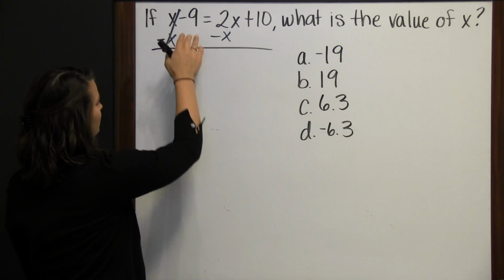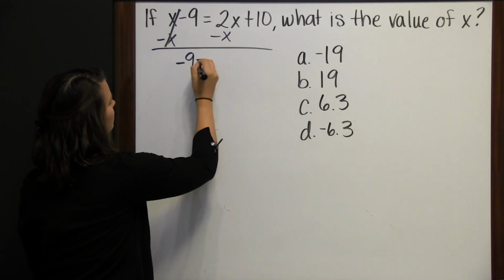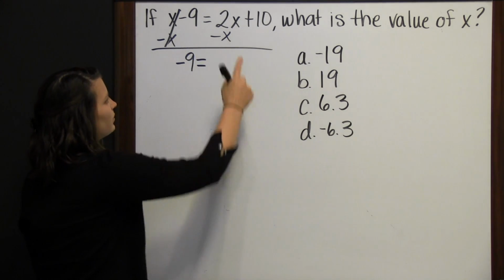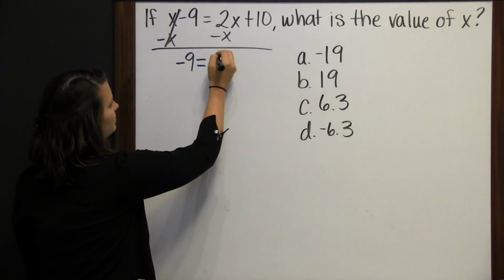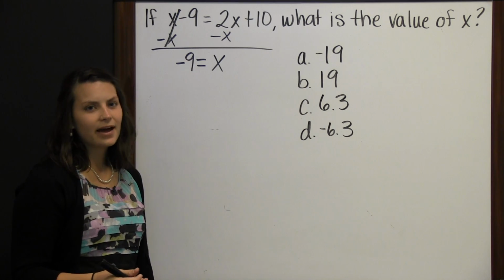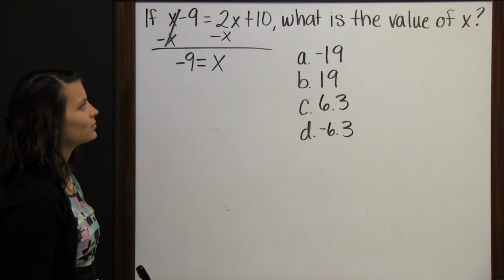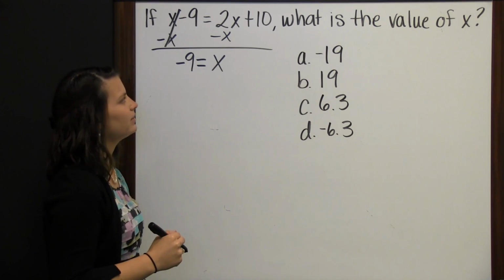So on the left side, we're left with negative 9. We bring down our equal sign. Then we have 2x minus x, which gives us simply x. Sometimes people think that 2x minus x would be 2. But you have to think about what you're really doing.